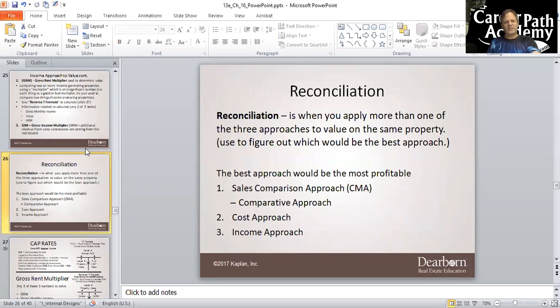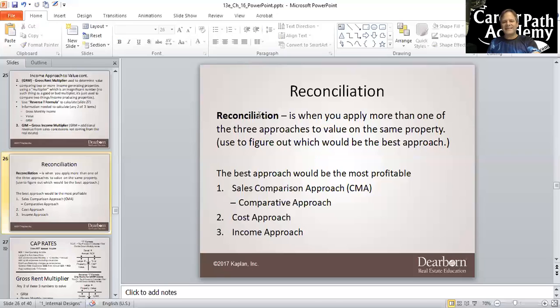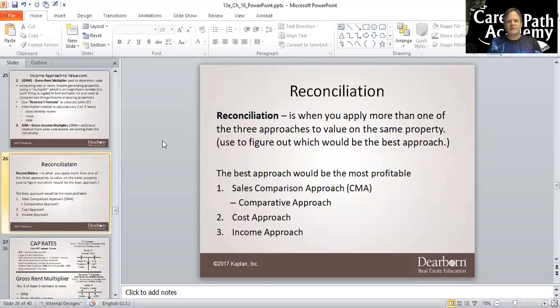A reconciliation. What are the three approaches to value? The CMA, sales comparison approach, the cost approach, and the income approach. Reconciliation is when you apply more than one of the three approaches to value to the same property. And then you use that to figure out which would be the best approach that I should apply to this property. So what do you call it when you use more than one of the three approaches to value on the same property? Reconciliation. There you go. Another term to add to your definition list.